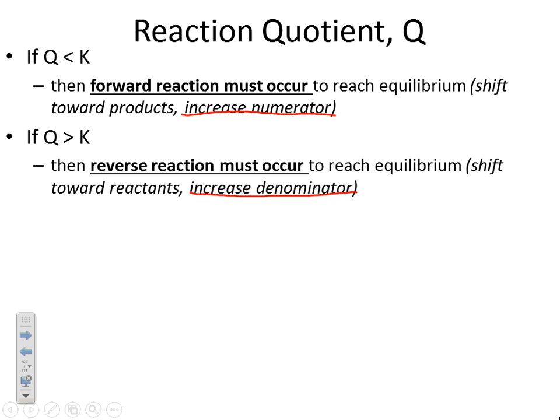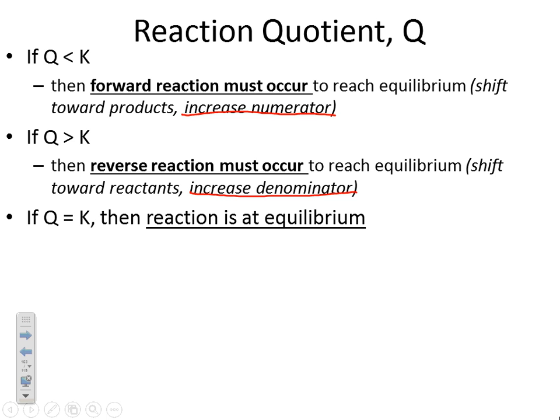Notice, by the way, that reactants are always on the left and products are always on the right. I don't care what you're starting with. You can start with products and generate reactants. So reactants are always on the left, products are always on the right. If Q is equal to K, then we are at equilibrium.